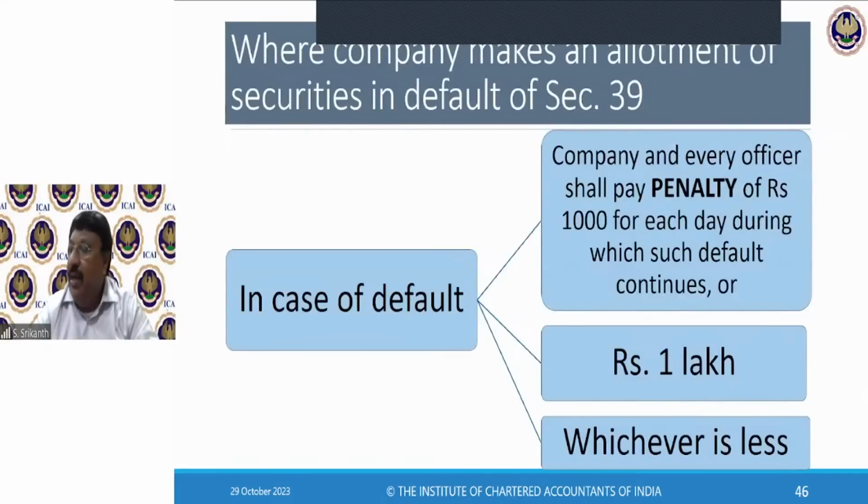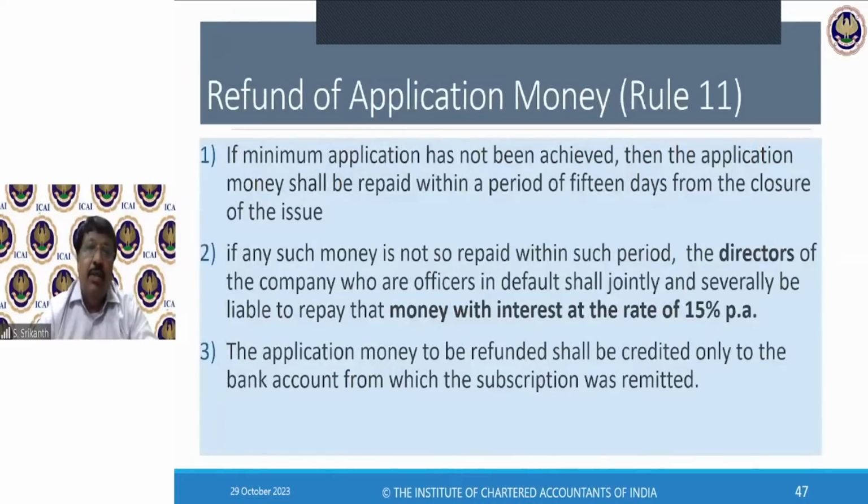Correct. Money will be kept in an escrow account. As usual, if there is any default, if you allot it without all this, then 1,000 rupees for each day, or if you don't refund the money, in case of default, up to 1 lakh, you have to pay. This refund of application money is also very important. You have to refund it within 15 days.